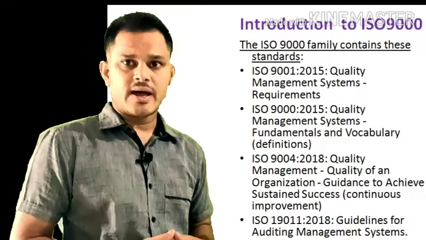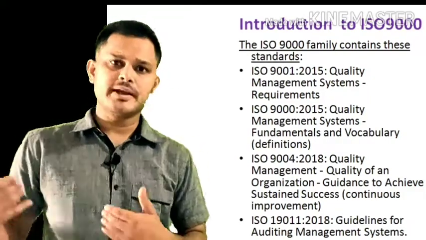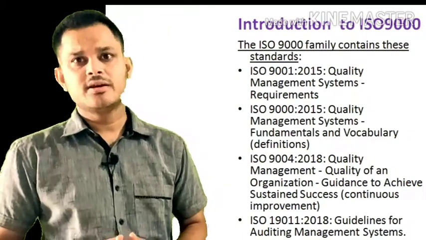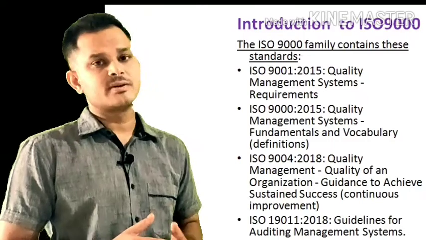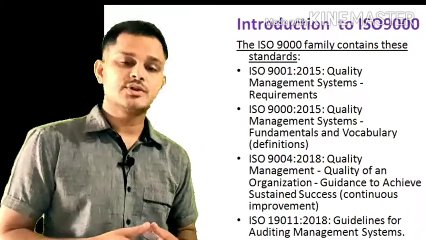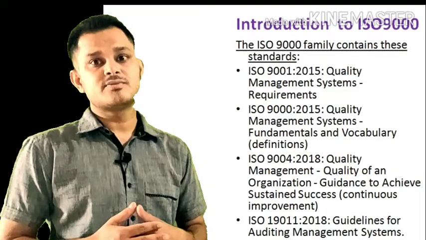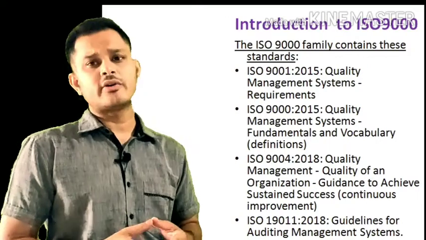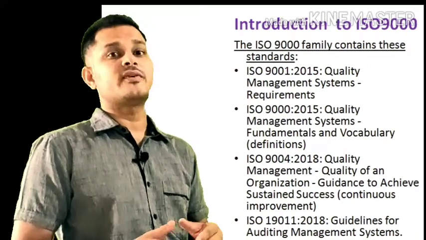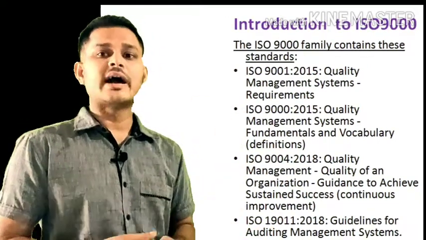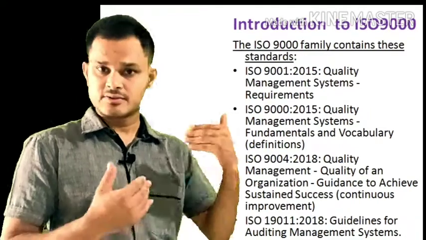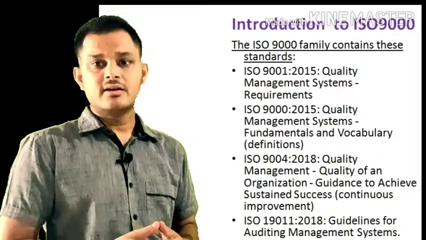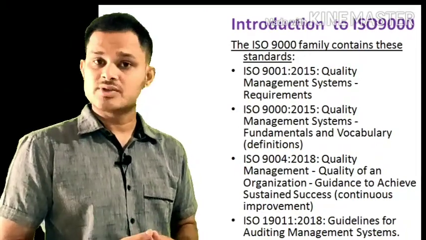The ISO 9000 family contains many standards. ISO 9001:2015 accounts for quality management systems, that is, requirements. ISO 9000:2015 covers quality management systems, fundamentals and vocabulary, that is, definitions. ISO 9004:2018 covers quality management, the quality of an organization as a whole, guidance to achieve sustained success, that means continuous improvement and success. ISO 19011:2018 gives guidelines for auditing management systems.